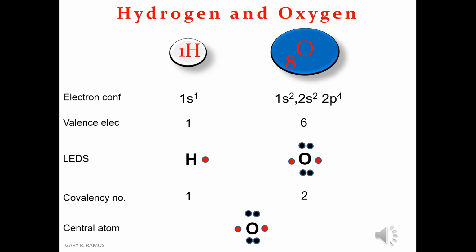After solving the covalency number of both hydrogen and oxygen, we're going to determine the central atom. In determining the central atom, we're going to consider the atom which has the highest covalency number. In this case, the atom that has the highest covalency number is oxygen, meaning the oxygen will be the center of the molecule.